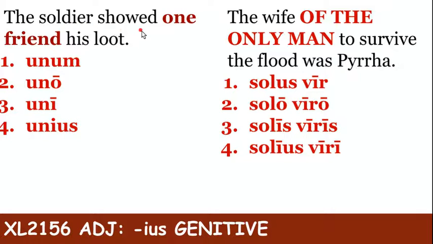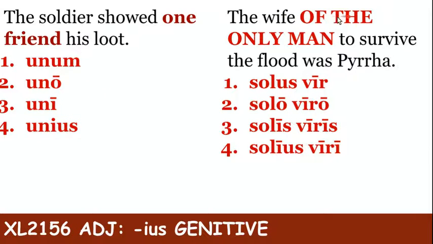The soldier showed one friend his loot. Verb showed. What was shown? Who showed it? The soldier. What did he show? His loot. Object phrase. Who got the loot shown to him? One friend. So therefore, dative. This would be the sexy distractor, but remember, it's a weird one. It looks like a demonstrative, so it's going to be number 3.